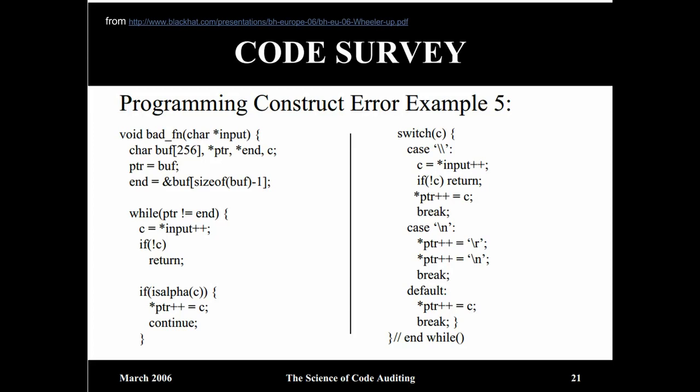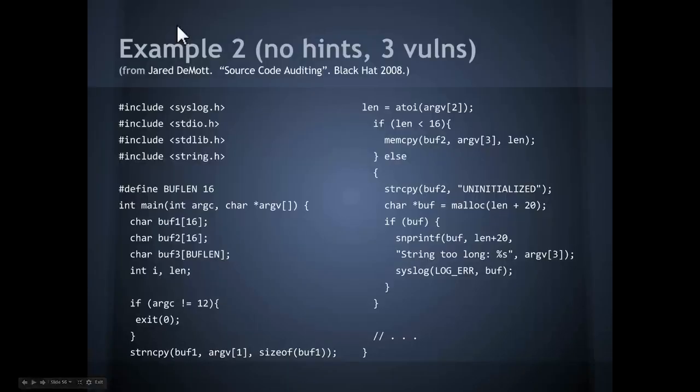Rather simple example. And the above is the source for the code. And you can find more source code auditing examples at this lecture. Now here's the next example. There are 3 vulnerabilities, so do take some extra time with this.